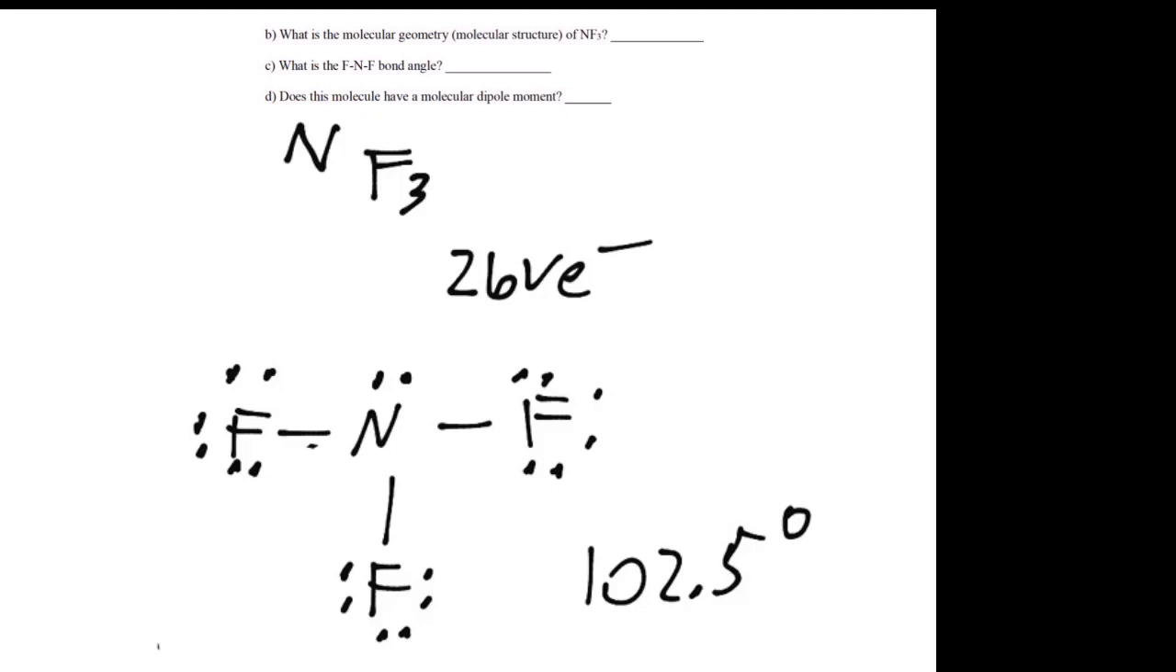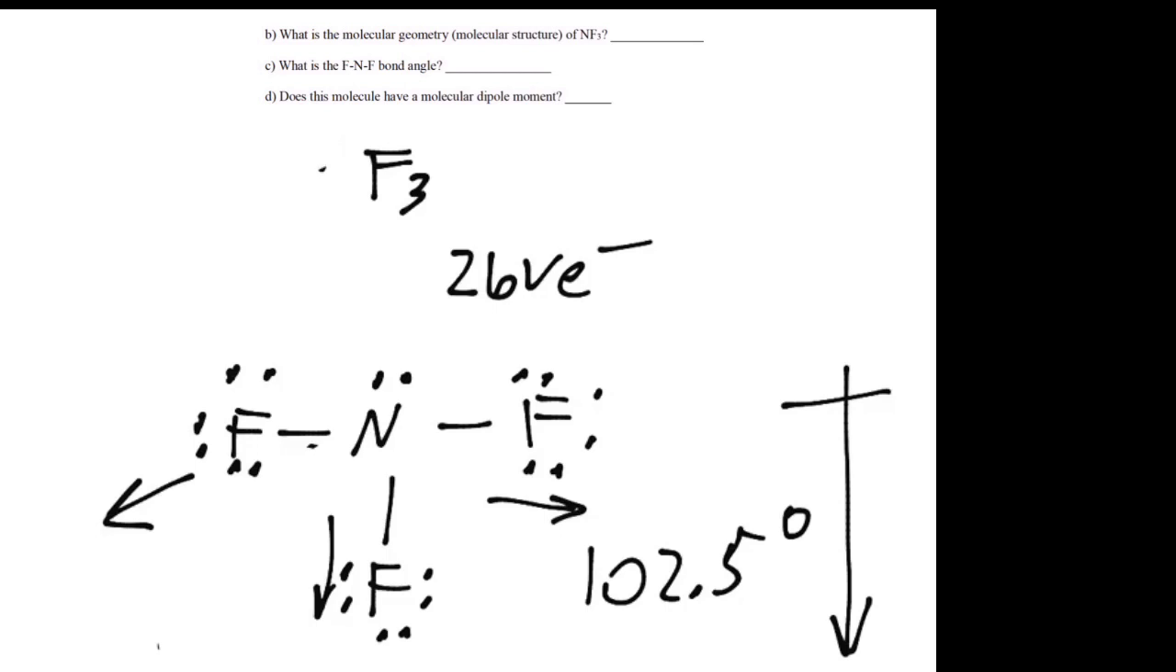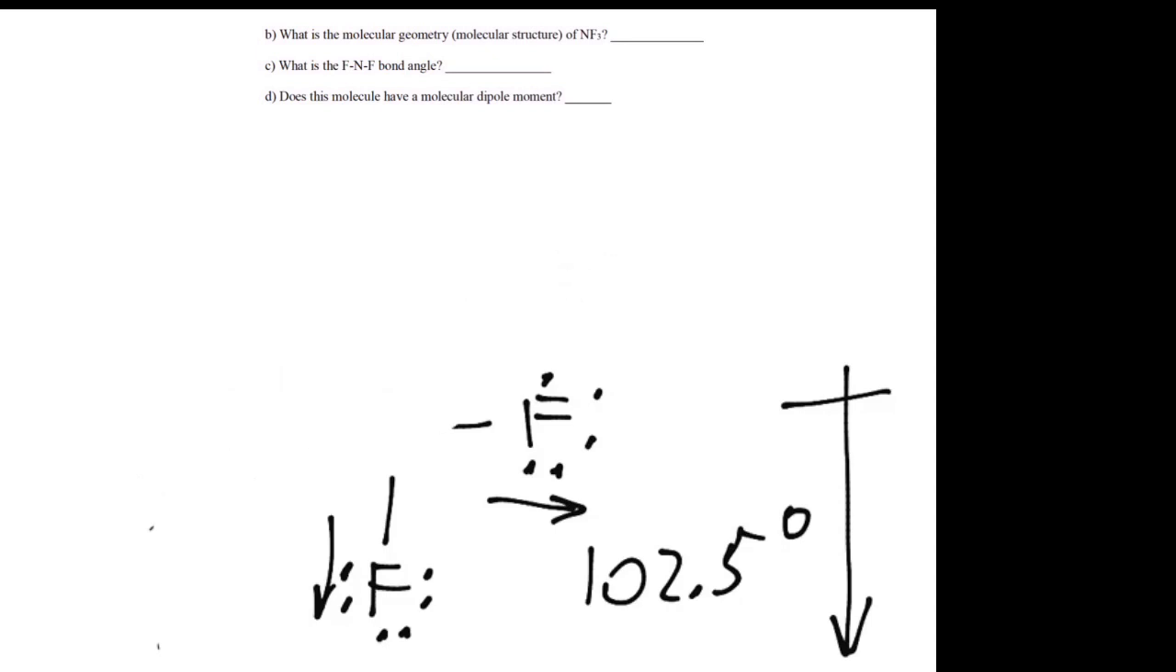Okay, and the last question for that part says, does this molecule have a molecular dipole moment? So a dipole moment means, are electrons being pulled more in one direction of the molecule than in another? And the answer is yes. So electrons are being pulled this way, and this way, because fluorine is more electronegative than nitrogen. And overall, the dipole moment is leaving the nitrogen end more positive, and the end with all the fluorines more negative. So that is the answer to this problem. Okay, I'm now going to erase and move on to the next problem.